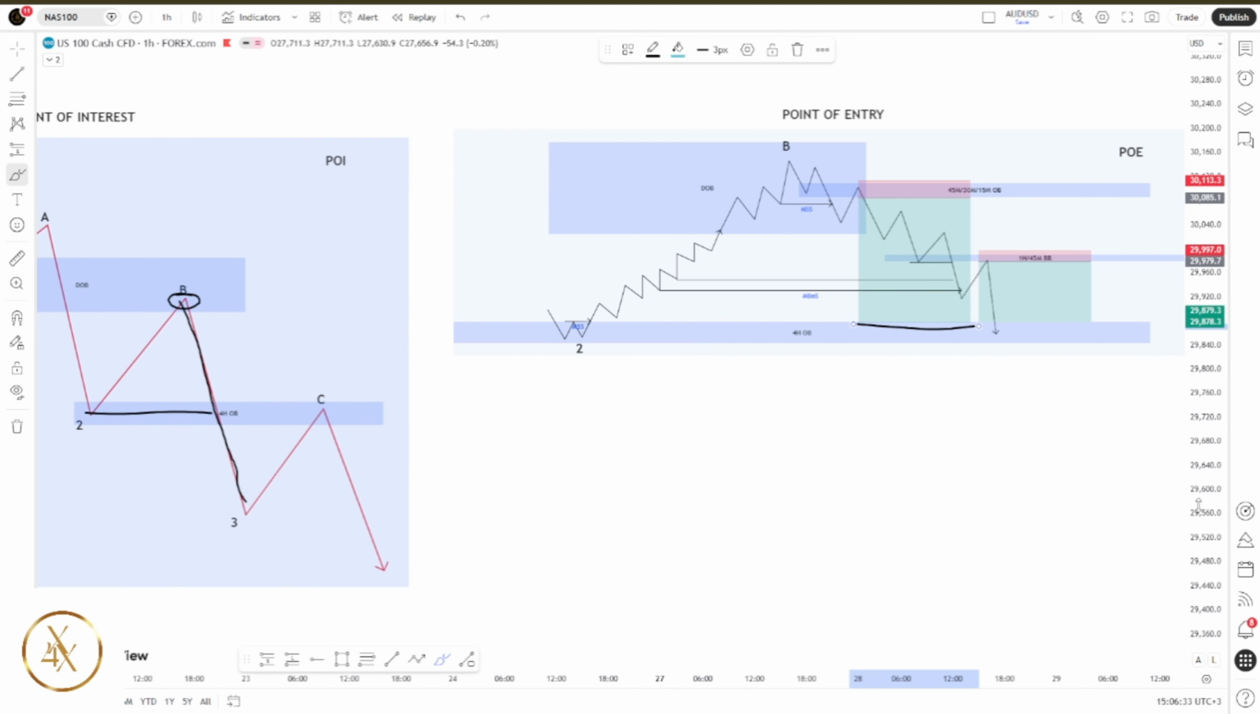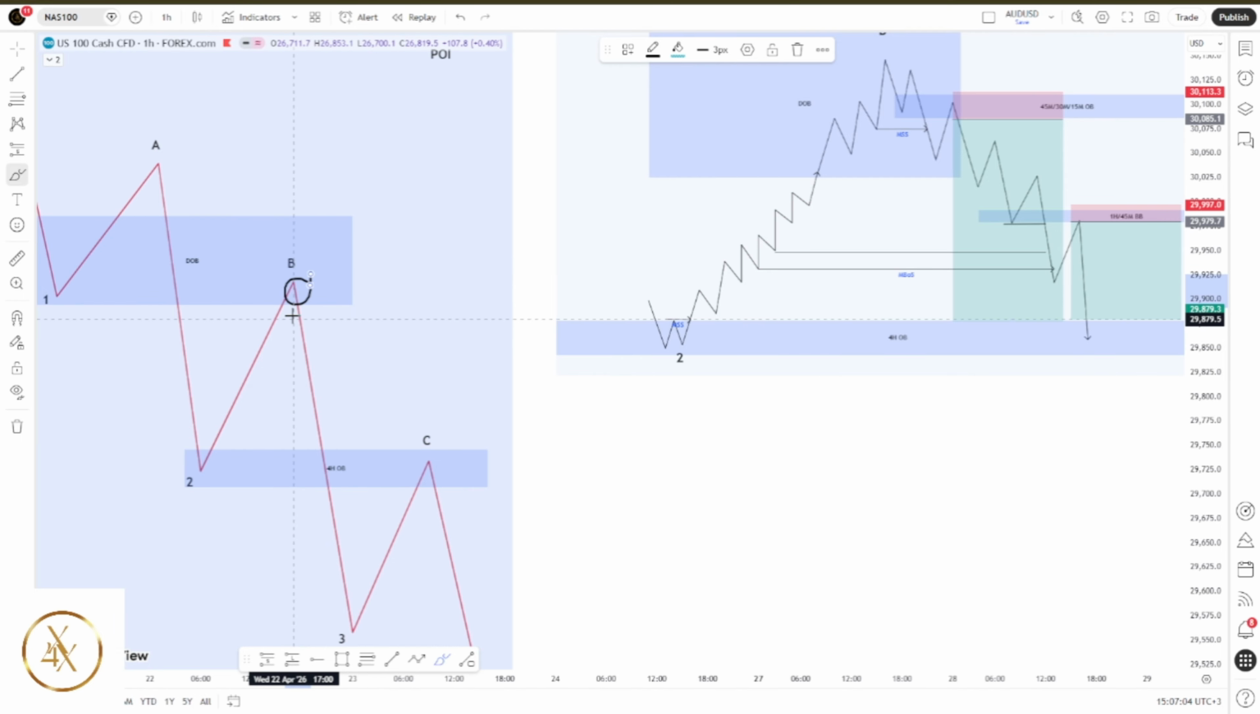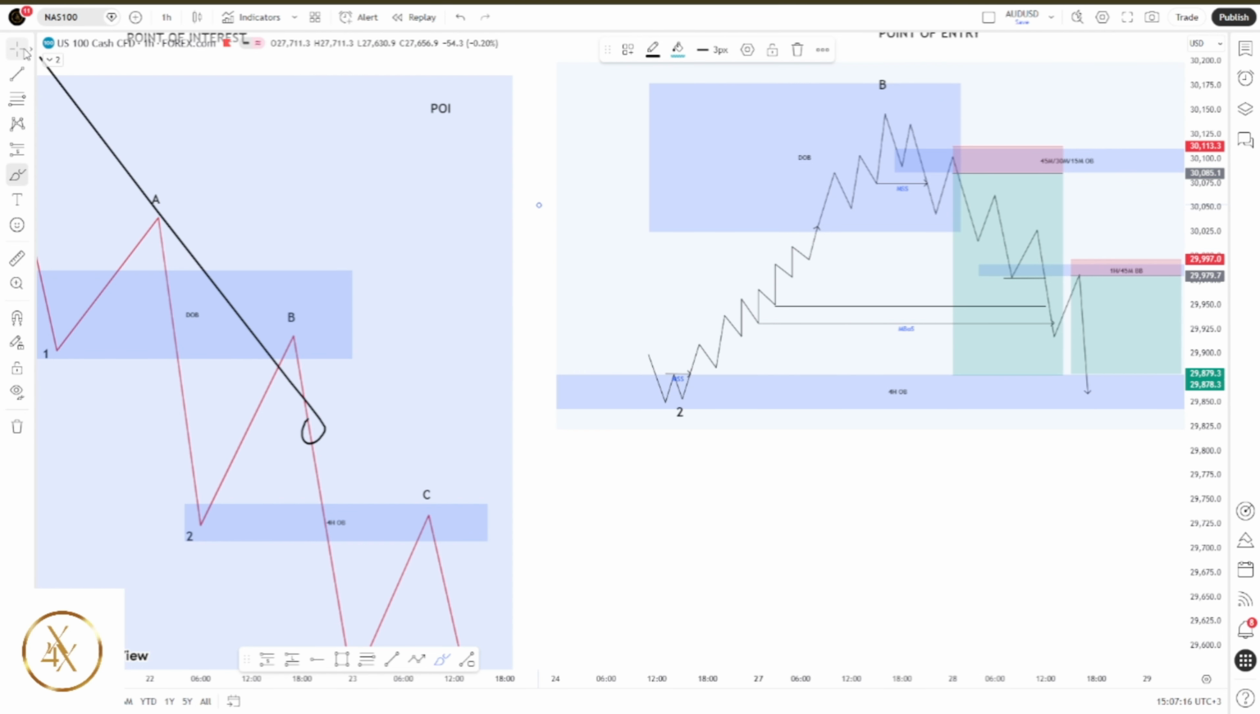And how do you catch another entry? The first entry happened on a shift. It happened on the market structure shift. It happened right here. But around these levels here, you can still catch another entry. Because you know your directional bias. You know you're selling the market.